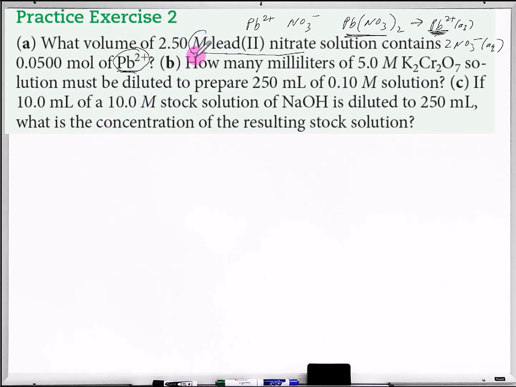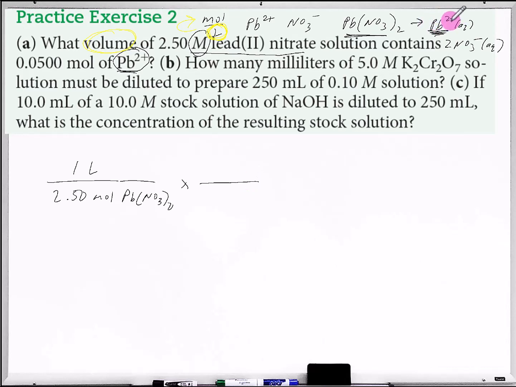The other thing about this, the molarity is moles per liter, and that's actually the given. I'm sorry, what you're looking for is liters, because they're asking about what volume. So you need to invert this conversion factor. So we're gonna go 1 liter of 2.50 moles, and the substance they're describing is lead nitrate.